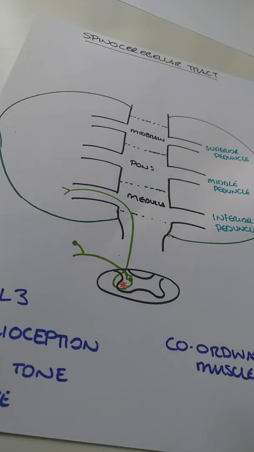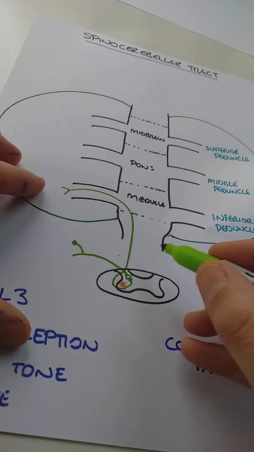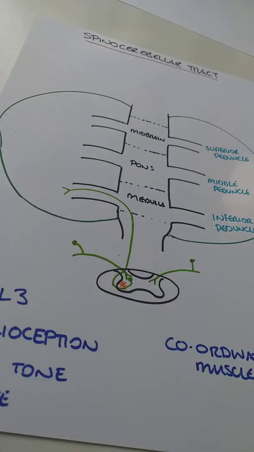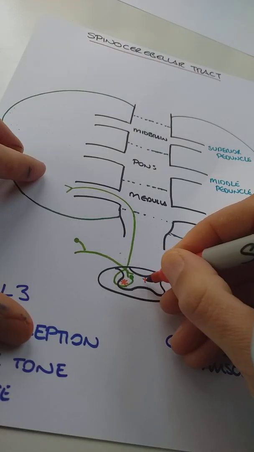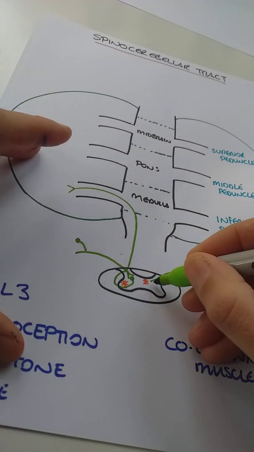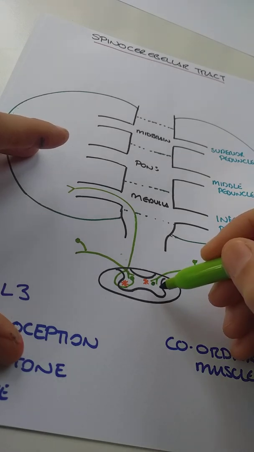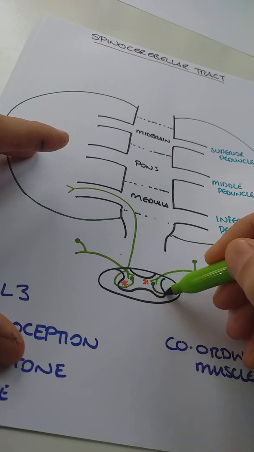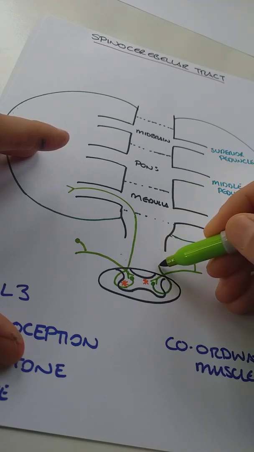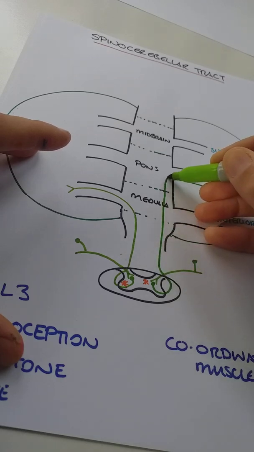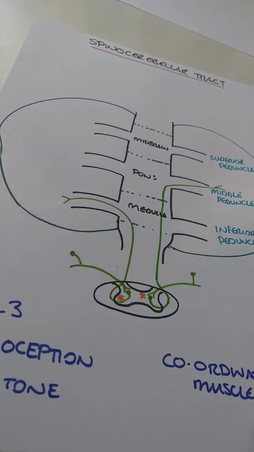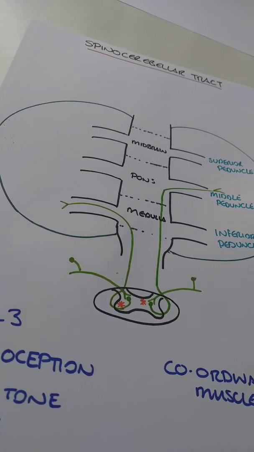Anyway, that's all you need to know. So that's one route. There's another route, which is exactly the same thing. It comes in, synapse. This one does its little spinny thing. I'm going to draw that again. And then the second order neuron comes up and pops out the middle peduncle. Easy. So that is it.